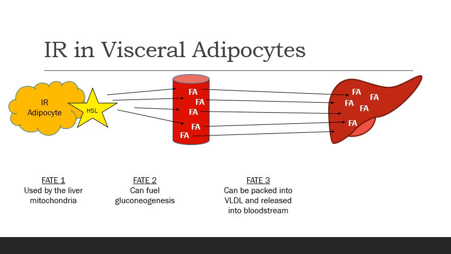Third, the liver can pack these excess fatty acids into more VLDL particles, then release these particles into the bloodstream, hoping that somewhere else in the body can use them for energy. The result of this is high VLDL particles in the blood and hypertriglyceridemia.